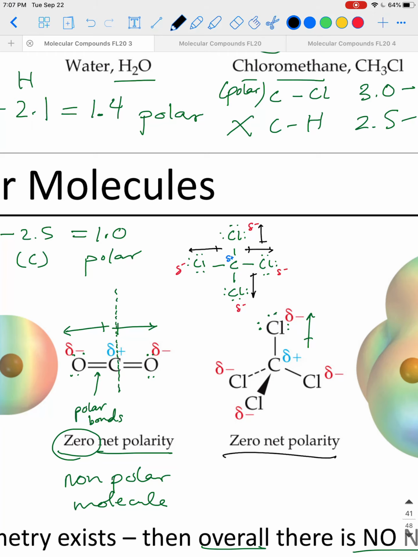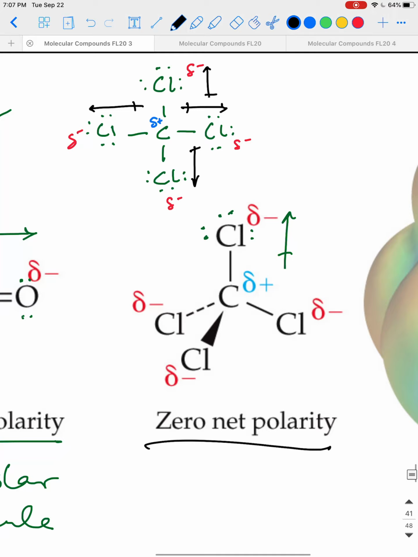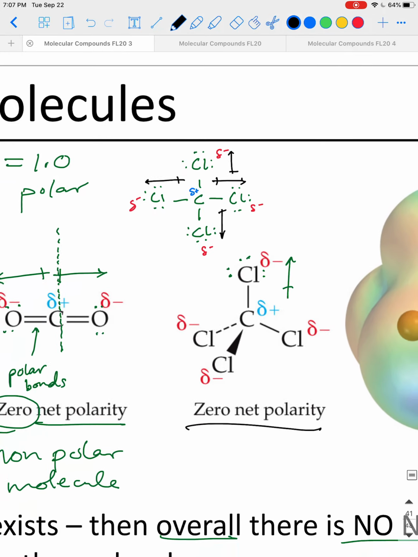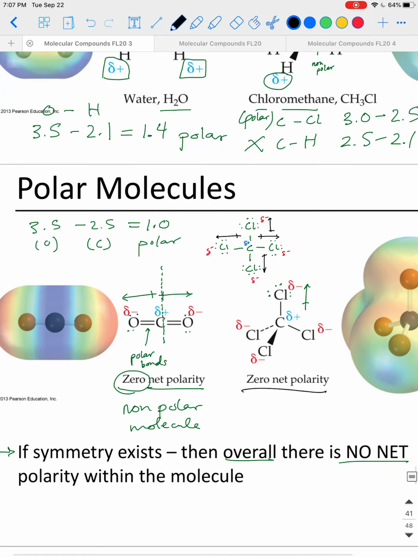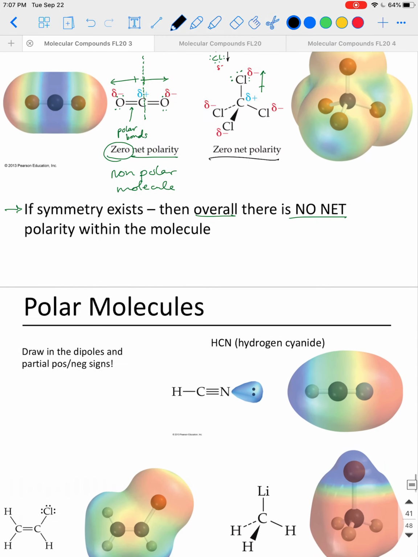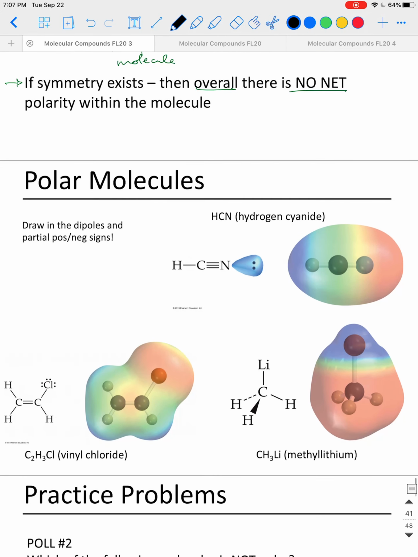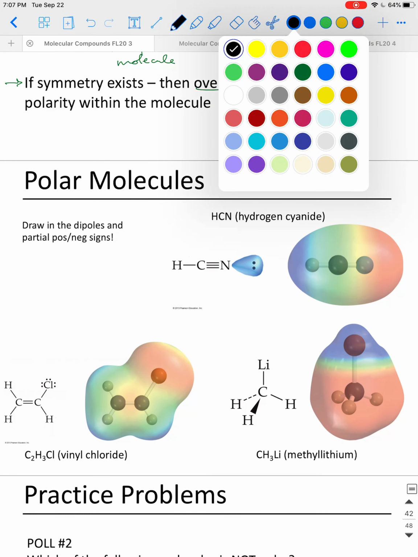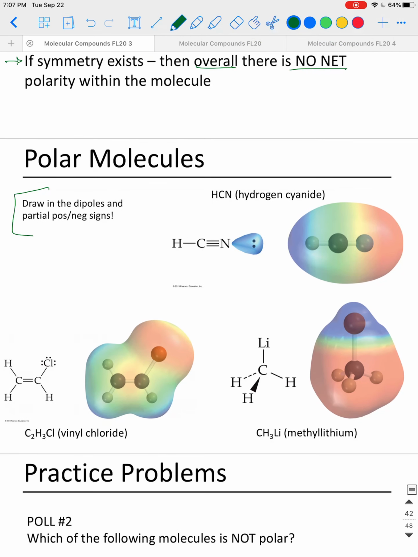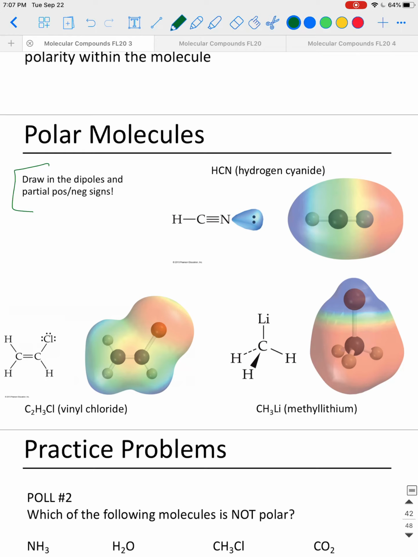And it's harder to visualize it in this molecule here. That's representing the molecule in 3 dimensions. It's easier if you look at the Lewis structure because you have dipoles pointing opposite directions. Okay. All right. Let's do some more practice. I would like for you to draw in, right here, the dipoles and the partial positive and negative signs on these molecules. Look at if there's symmetry or not.